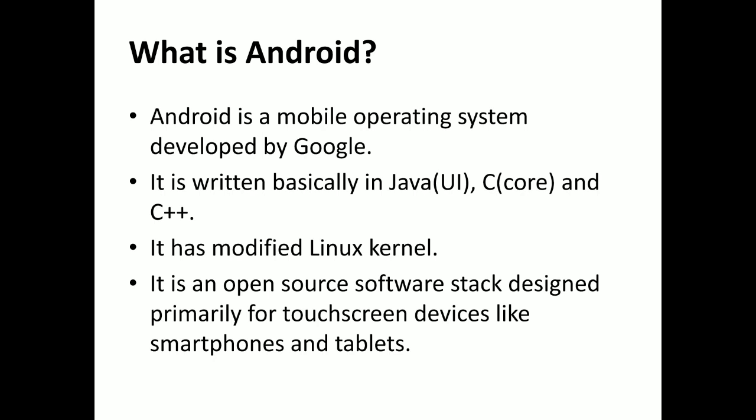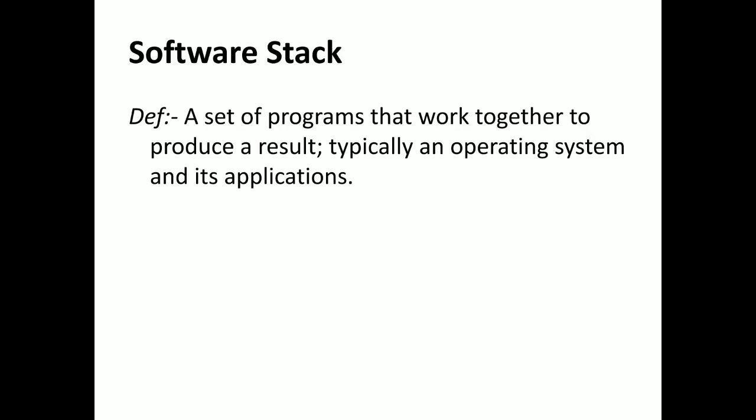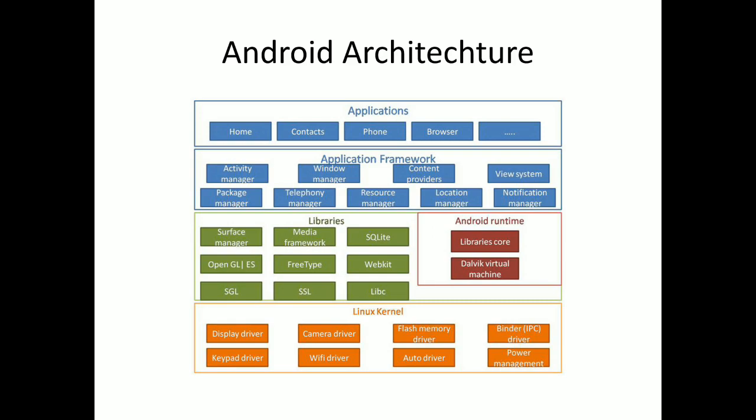Now, what is a software stack? A software stack is a set of programs that work together to produce a result, typically an operating system and its applications. This is the architecture of Android. You can see at the upper level the applications: home, contacts, phone, browsers, the applications we use in our smartphones.